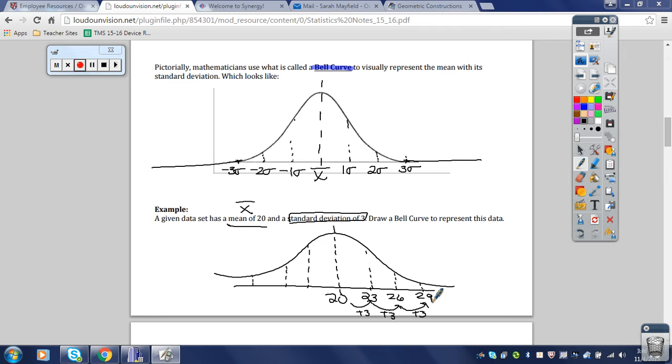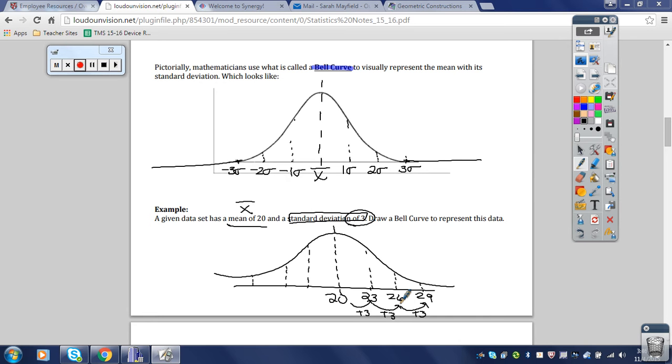So now we went to the right. Every time we increase by 1 more standard deviation. So notice from 20 to 26, that's 2 standard deviations away. And 2 standard deviations, that's 2 3s, which is 6. 20 plus 6 is 26.